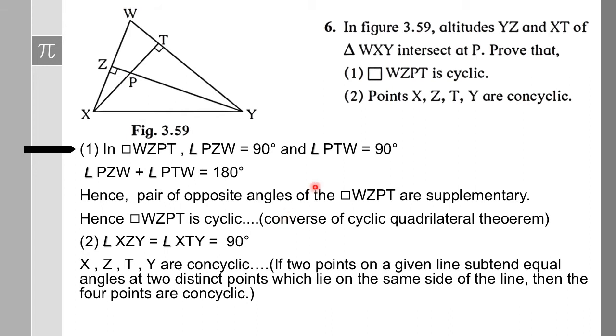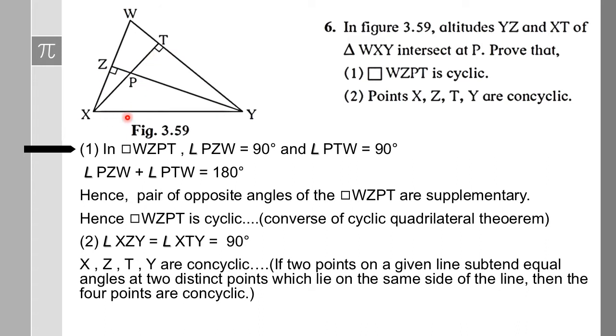Next part, we need to prove that points X, Z, T, Y are concyclic. That means they lie on a circle. Here we make an observation that angle XZY is equal to angle XTY. If you see the diagram, angle XZY is equal to angle XTY. Both are of measure 90 degrees, so they are equal angles.